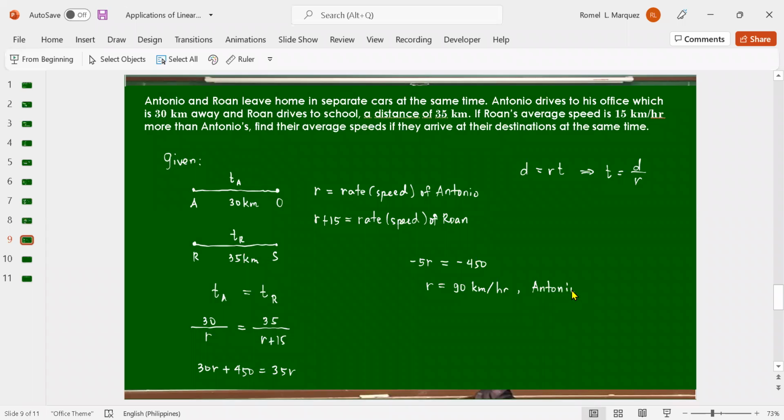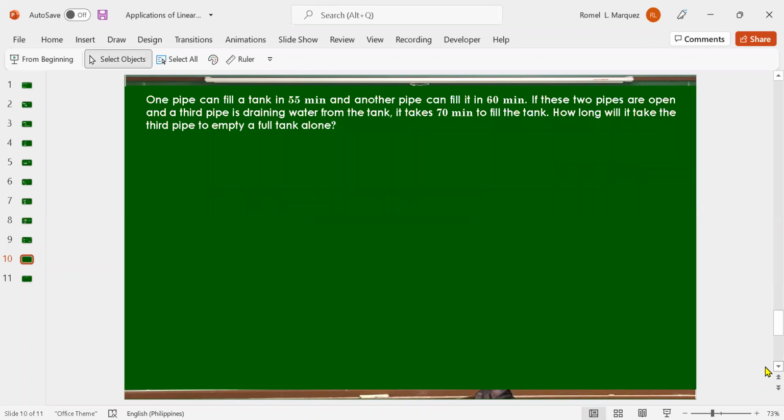What about Roan's speed, guys? That is 90 plus 15, 105 kilometers per hour. This is Roan's speed. Okay? Any question with that, children? Wala. So next, this time work problem, the last type of problem.